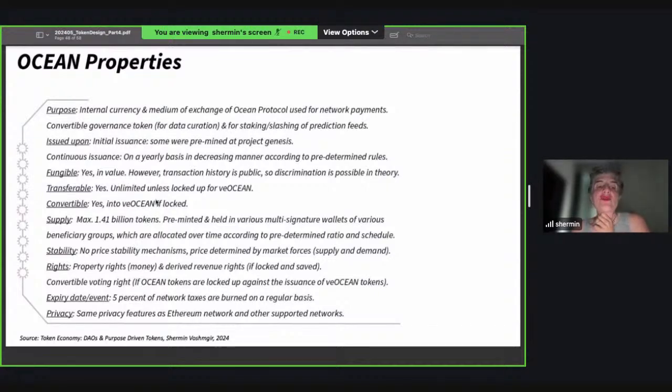The rights attached to the Ocean token, obviously it represents a property right. It's an asset, it's the internal currency of the system, and the derived revenue rights. If the tokens are locked or saved, you can earn interest. We will see that later. You also have convertible voting rights. Voting, as I said, we will see that also later with Voshn, does not refer to protocol change voting, but rather voting over the quality of data sets, for example.